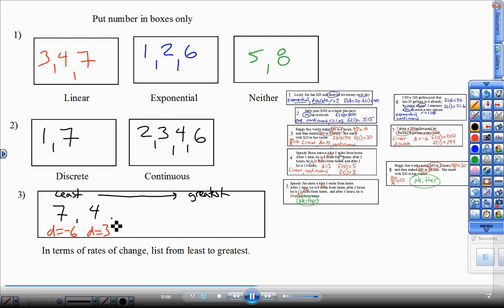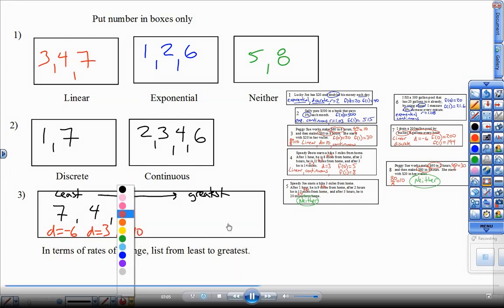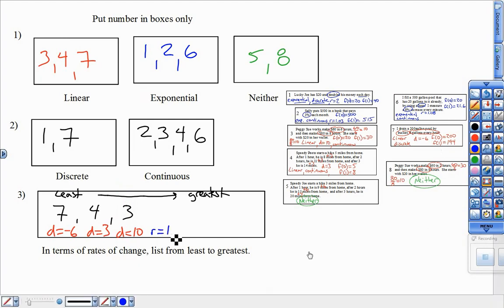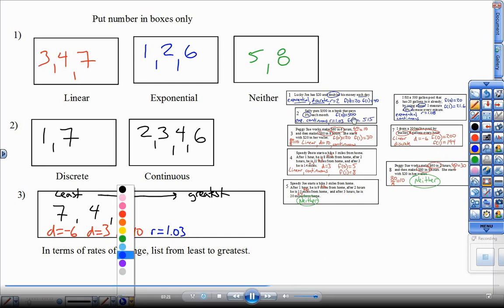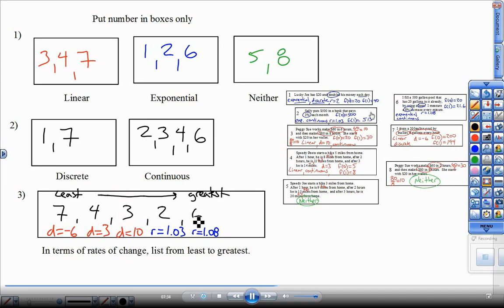And then it goes D equals 10, which would be number 3. And then into the exponential ratio ones, always a greater rate of change than these straight line linear ones. So the lowest R would be R equals 1.03. That would be for number 2. And then the next R, 1.08, that would be number 6. And then the biggest R of all, R equals 2, would be number 1.